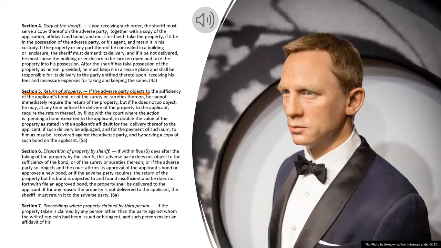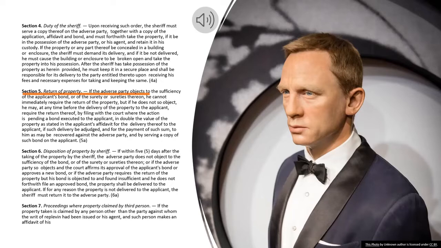5a. Section 6. Disposition of property by sheriff. If within 5 days after the taking of the property by the sheriff, the adverse party does not object to the sufficiency of the bond, or of the surety or sureties thereon, or if the adverse party so objects and the court affirms its approval of the applicant's bond or approves a new bond, or if the adverse party requires the return of the property but his bond is objected to and found insufficient and he does not forthwith file an approved bond, the property shall be delivered to the applicant.